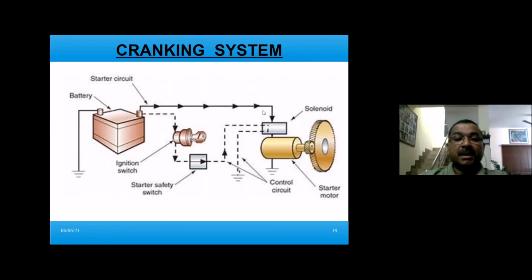So this is the cranking system, the initial or starting system of your engine. And in order to stop the engine, normally you will cut out the fuel. You cut out the fuel, the engine will slowly run out of fuel, and it will stop. That is the normal stopping of an engine.